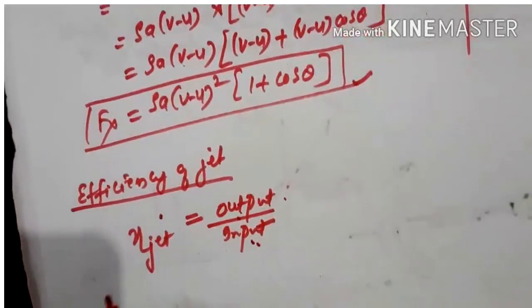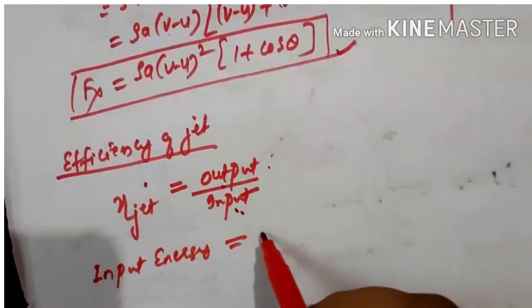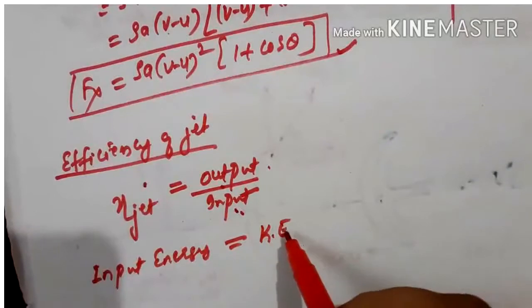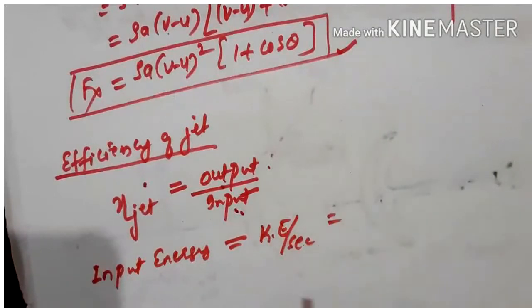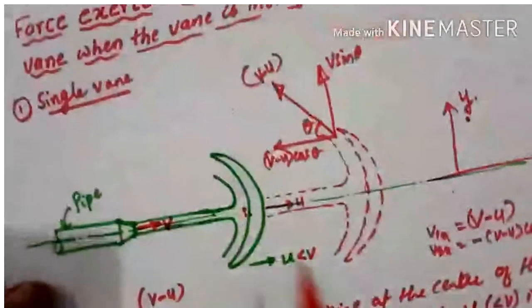So here, what is the output energy? First we have to take the input energy. The input energy will be what? Input energy will be the kinetic energy, what we are supplying per second. That is the input energy. Here we are supplying the kinetic energy, that is the input energy.